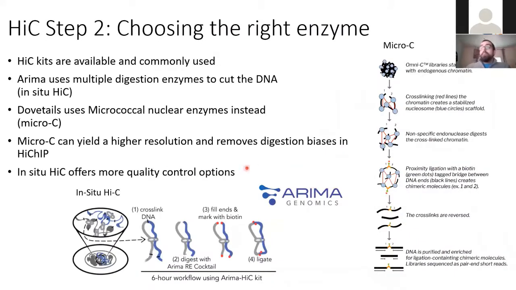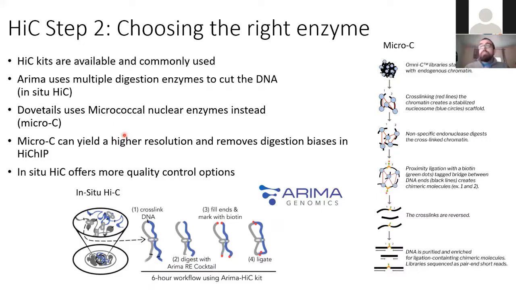So the next step is to cut your DNA. And for that, you have two ways. You can either do it with restriction enzymes that are gonna cut at specific places on your genome, or you can use a micrococcal nuclease enzyme that is gonna cut at random places of your genome where it is open. So there are two kits now that are commonly used for Hi-C, the ARIMA kit, which I used and uses the digestion enzymes, and the Dovetail kit, which uses the Micro-C.